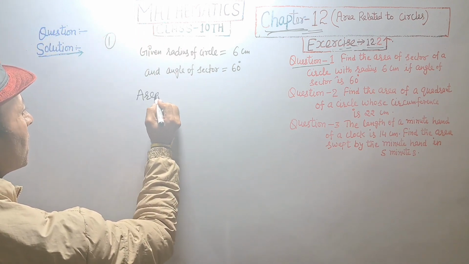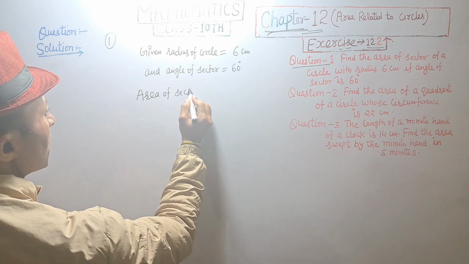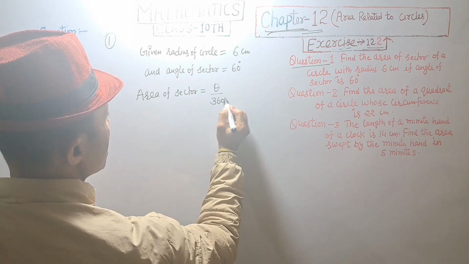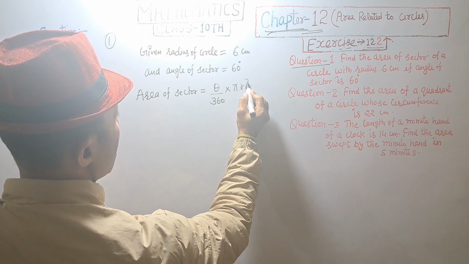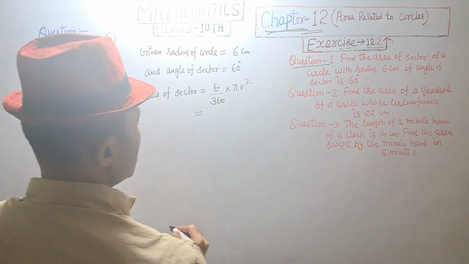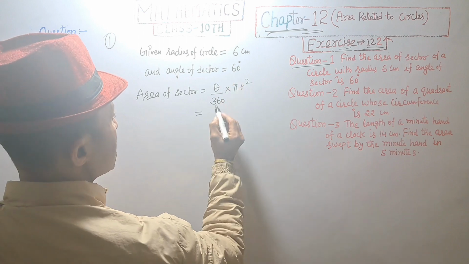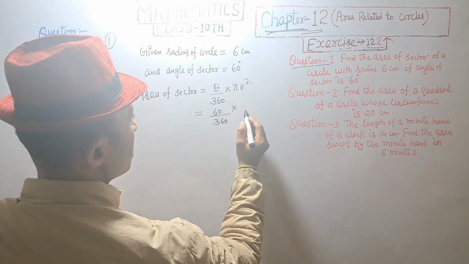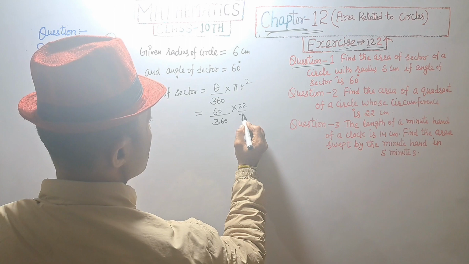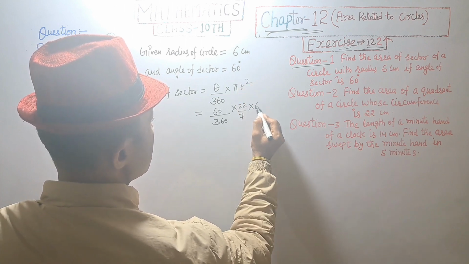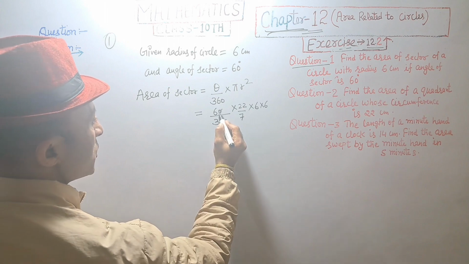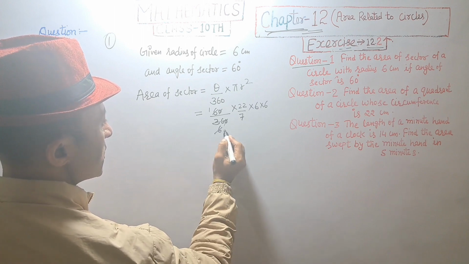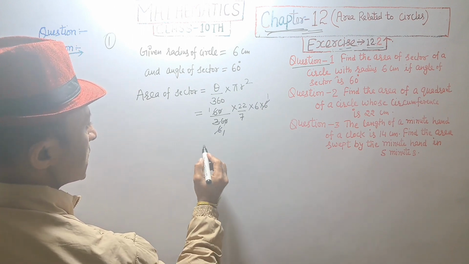Area of sector is equal to theta upon 360 into pi r square, is equal to angle is 60 degree divided by 360 into pi 22 upon 7 into radius is 6 into 6. 0 0 is cancelled. 6 1s are 6 and 6 6 are 36. 6 1s are 6. 6 1s are 6.